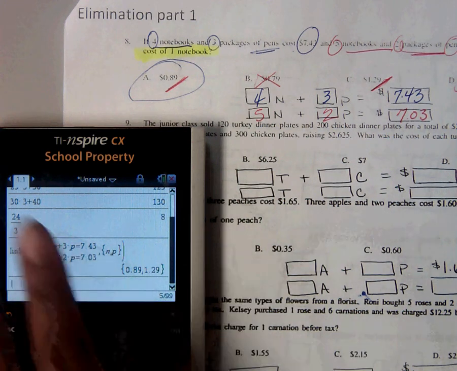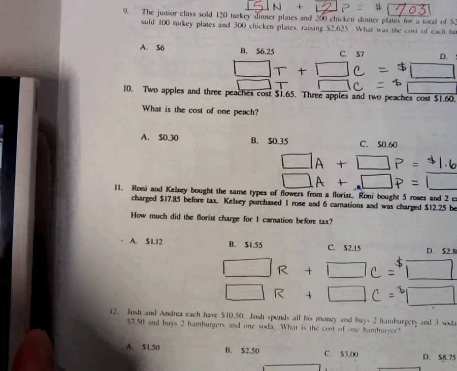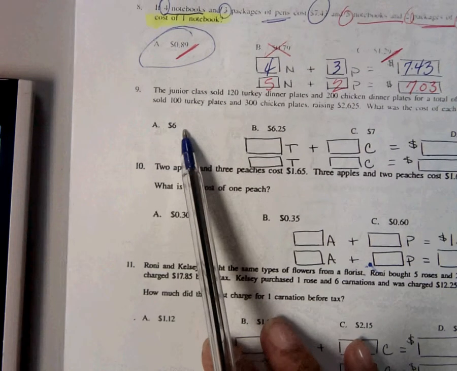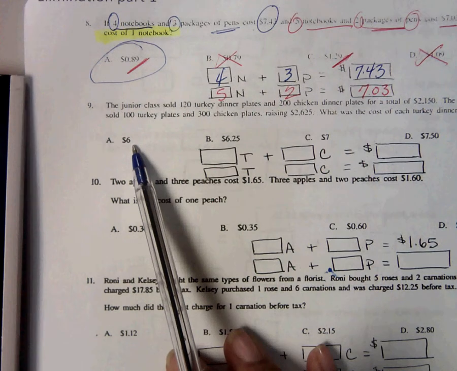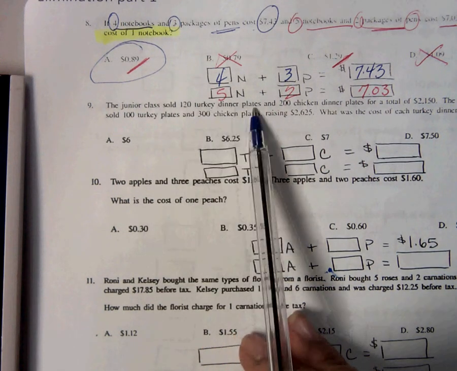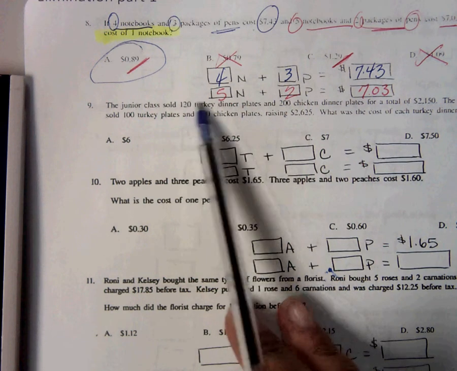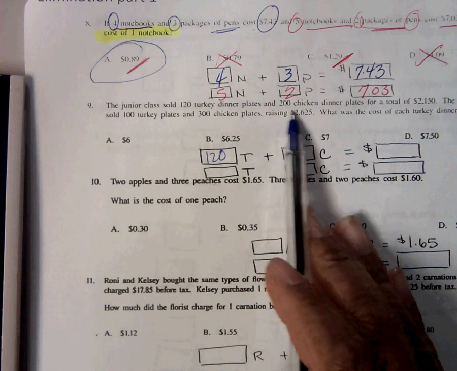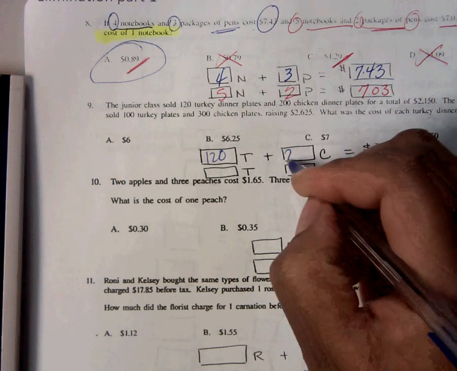I'd like to move on and do number, if I can remember, because in class I know we had trouble with it. Yes, number 9. Let's go ahead and go through this. The junior class sold 120 turkey plates, so 100 T. 200 chicken dinner plates, 200 C.